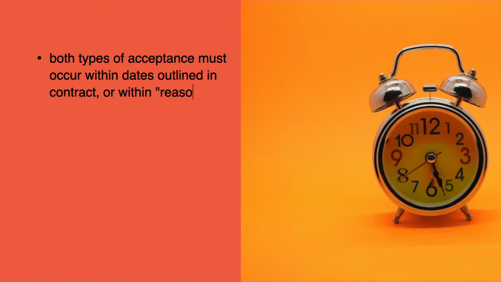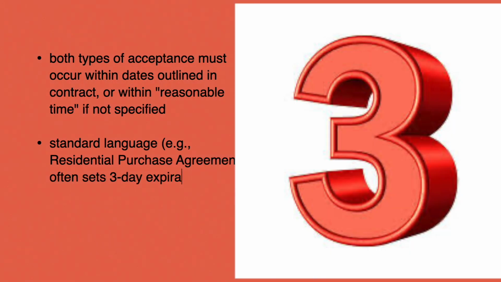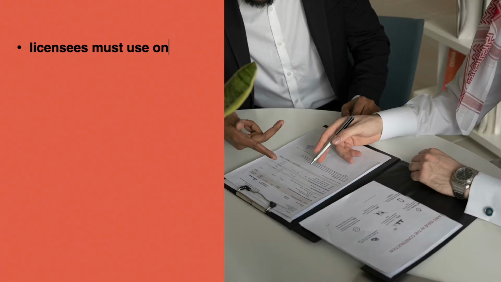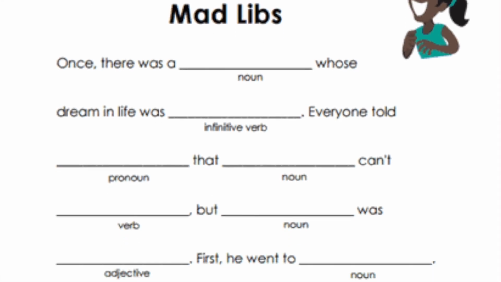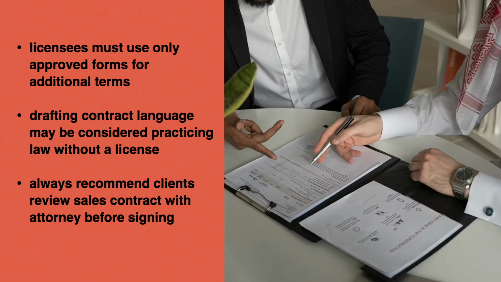According to the standard language in the residential purchase agreement, the offer expires if it's not signed by the seller and returned to the buyer within 3 days. If dates aren't specified, they must occur within a reasonable time. Licensees should be careful to use only approved forms for additional terms. Drafting contract language may be considered practicing law without a license. Licensees may fill in the blanks on a sales contract form. It's always a good idea to recommend the client review the sales contract with an attorney before signing it.